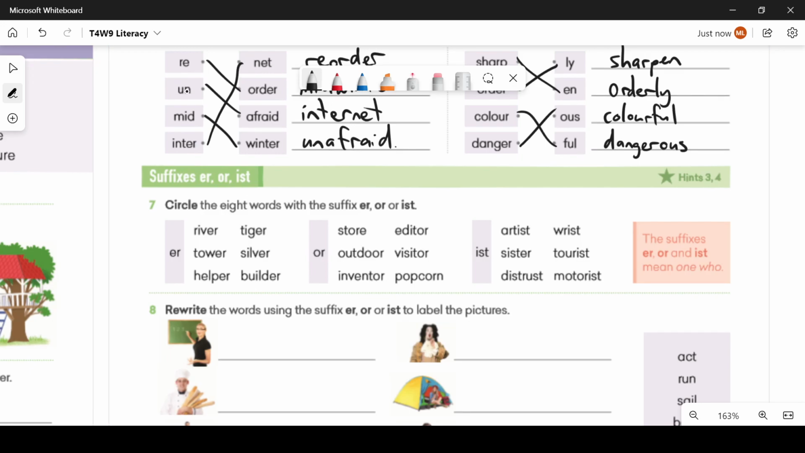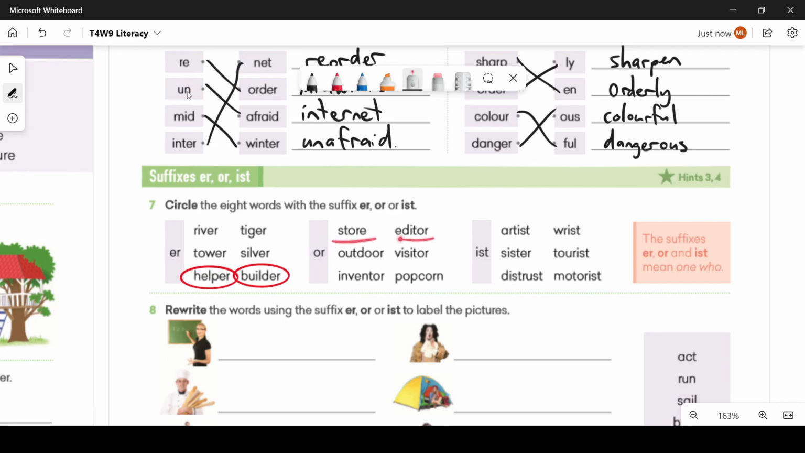Circle the eight words with the suffix er or ist. So this is the suffix, so that's not, it's got an er on the end of river, but that's one piece of meaning. It wasn't added to it to make a new meaning. Same with tiger. Or tower. Helper, on the other hand, that's one, because that came from the word help. Developer is someone that helps. Same with builder. Builder is someone who builds. But a tiger is not something that digs.